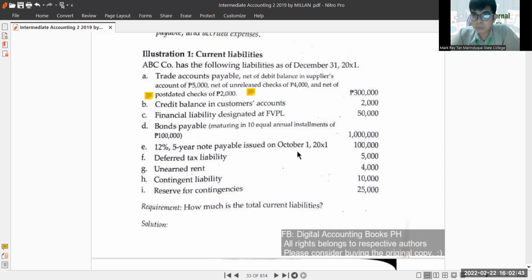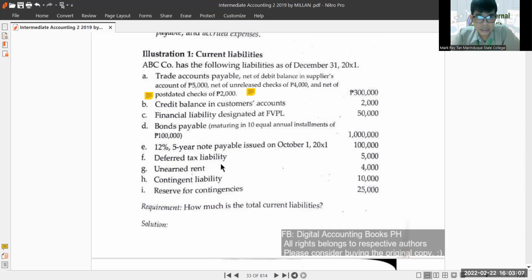Magbilang tayo from October 1 to December 31. That is October, November, December. So 3 months. That is 100,000 times 12% times 3 over 12. Tama ba? Okay, tumatama naman. Okay. Ito na.